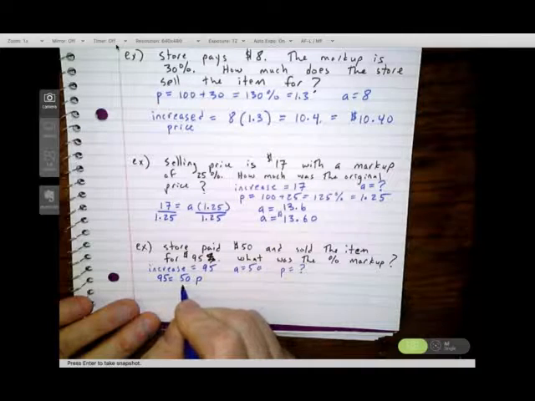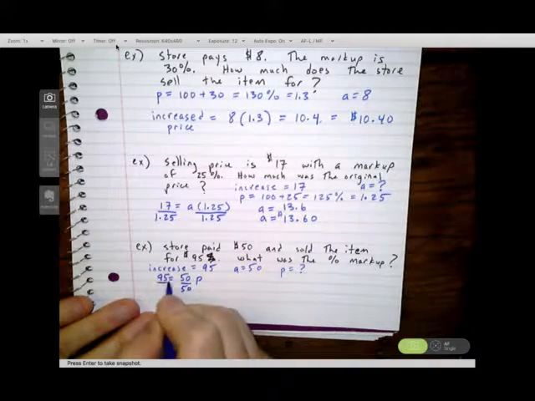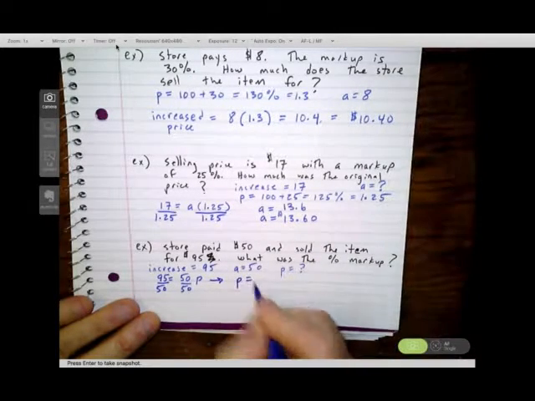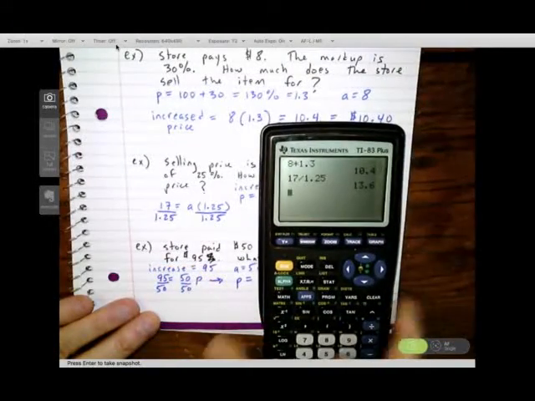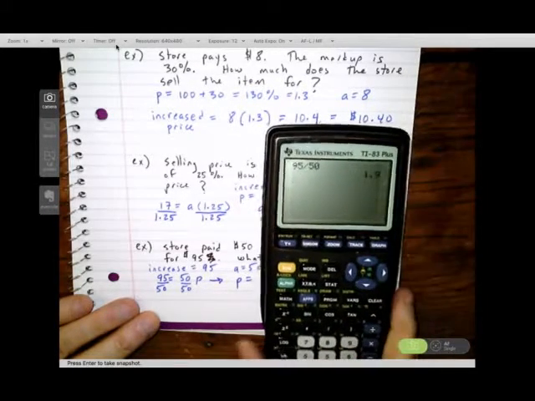To solve for P here, I'm multiplying by 50, so I'm going to undo multiplying by dividing by 50. And I'm going to get my answer here. So P equals, sorry, it's hard to find a good place for the calculator that you can see, 95 divided by 50 equals 1.9.